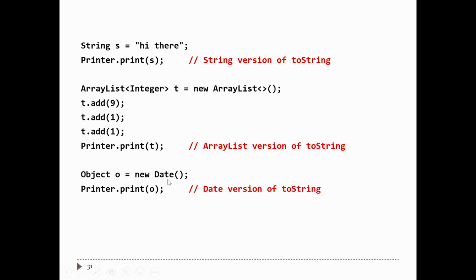So when I pass o to my print method, what happens at runtime is that the Date version of toString gets called. So the declared type allows the compiler to check which methods can be legally called. The declared type affects compilation. The runtime or actual type determines what happens when your program actually runs.